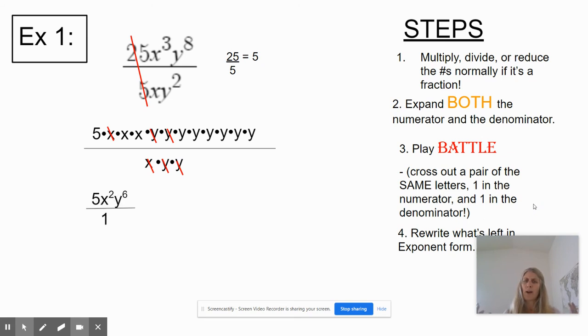And then we have our fraction bar. Now notice that there's nothing left in the denominator. Now if something goes away completely in either the numerator or the denominator, what's left is 1. So we always need to make sure if we slice everything out, we put that 1 back in as a placeholder. Now, of course, it doesn't matter when it's the denominator because anything divided by 1 is that same number itself. 3 divided by 1 is 3. So our final answer here, once we simplified, is 5x squared y to the 6th. So 25x cubed y to the 8th divided by 5xy squared is equal to 5x squared y to the 6th.